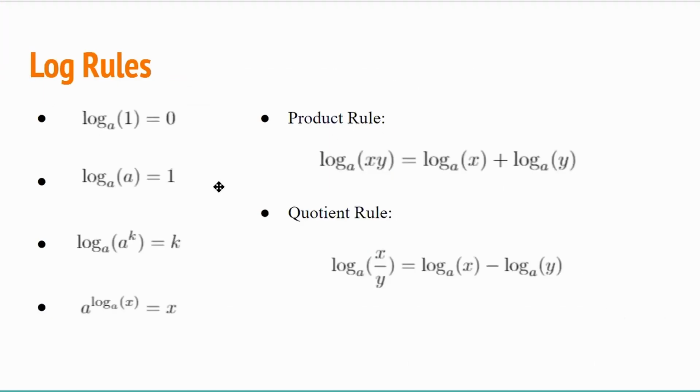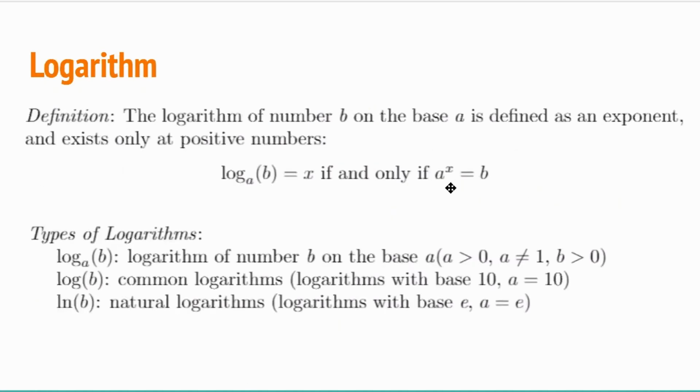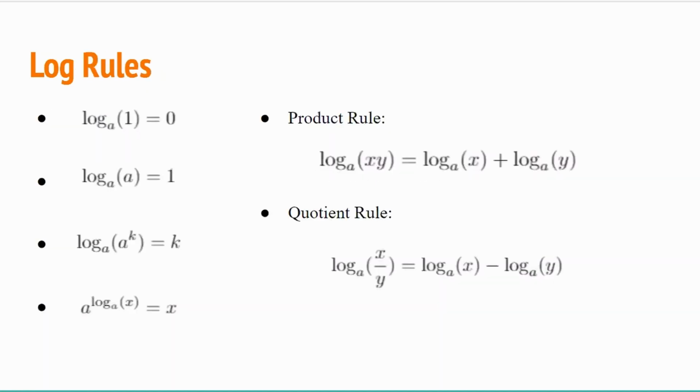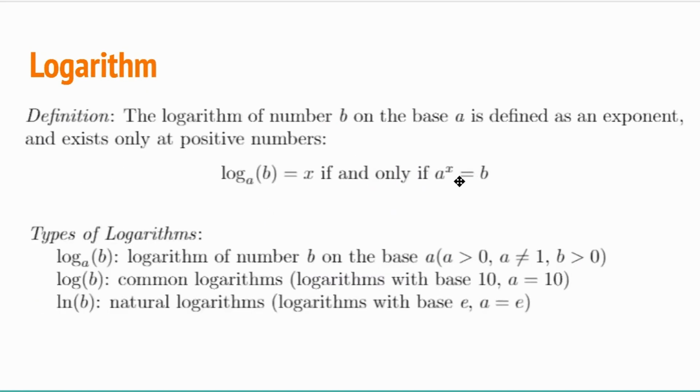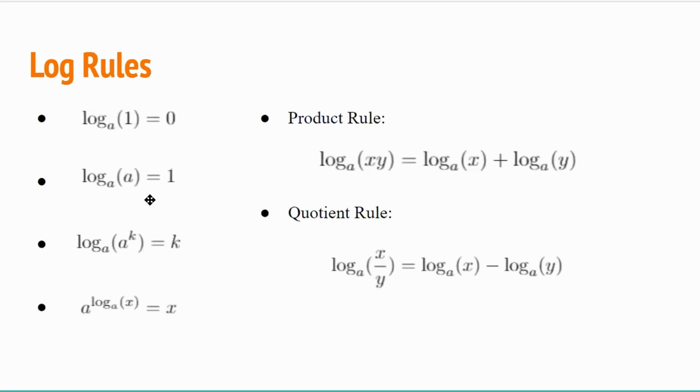Log rules. So log of base a of 1 is equal to 0. And that's because if we were to go back to here, we have a to the power of x is equal to b. And so our a term is, I guess, a. Our b term is 1. So if we have a to the power of something is equal to 1, and anything to the power of 0 is equal to 1, right? If you had 10 to the power of 0, that's equal to 1, as seen right here.